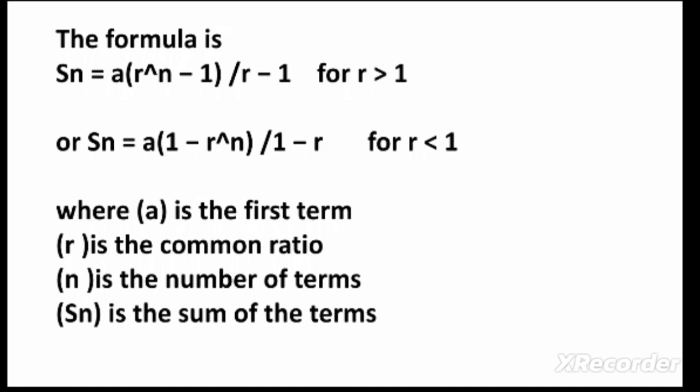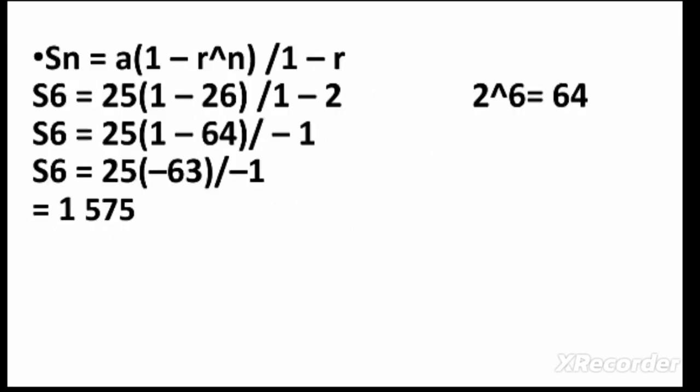So you can use either of the formulas to get your sum, whereby a is the first term, r is the ratio, n is the number of terms. In this geometric series, we have 6 terms. And then Sn is the sum of the terms that they're looking for. So to calculate the sum of the first 6 terms, let's take this formula: Sn is equal to a in brackets 1 minus r exponent n, close bracket, divided by 1 minus r.